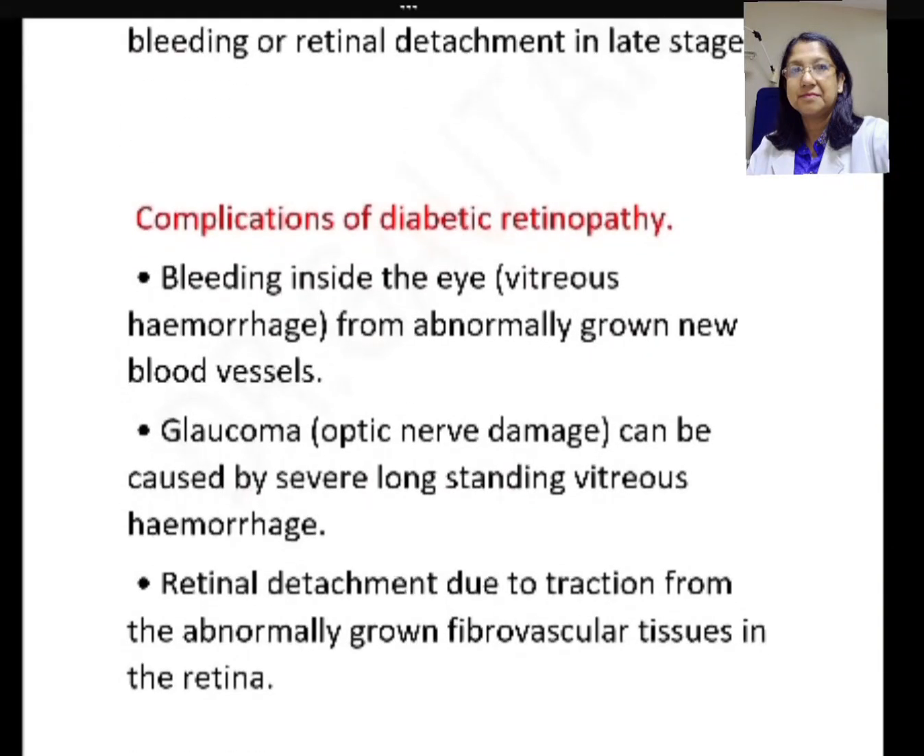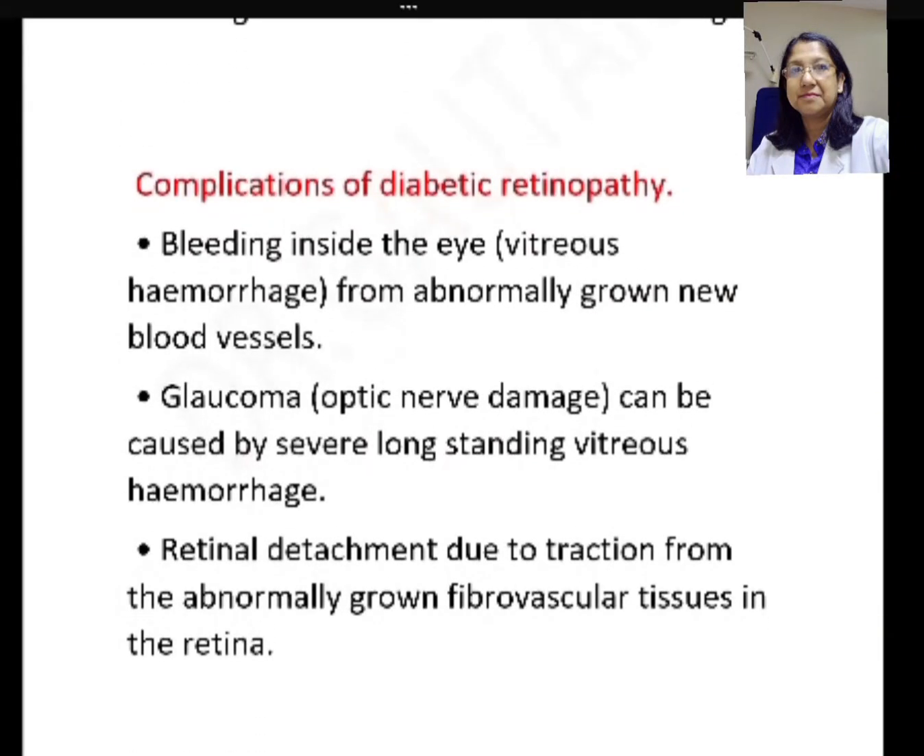So that is the complication. Bleeding inside the vitreous is one of the complications known as vitreous hemorrhage. How does vitreous hemorrhage occur? From the abnormally grown new blood vessels.